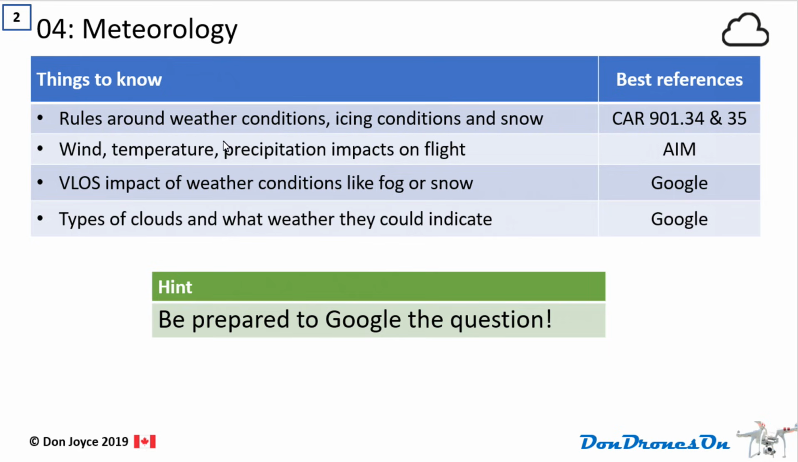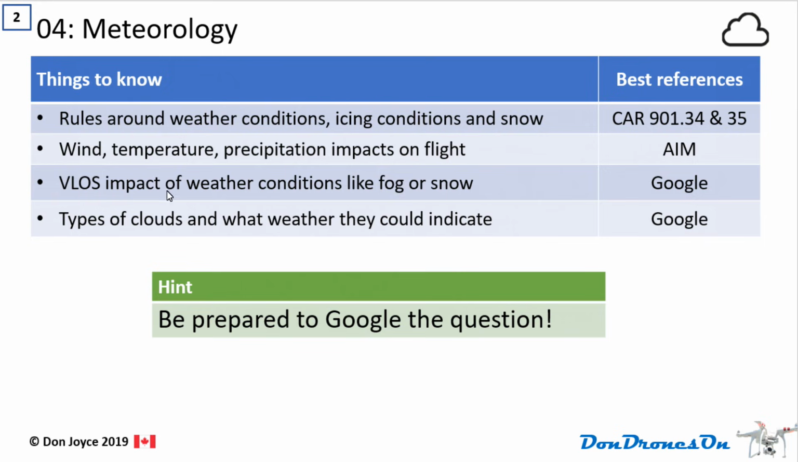Now, there is an important area in the rules around weather conditions, particularly icing conditions. You're not allowed to fly if it is, or it could potentially have, conditions that will cause ice to form on your aircraft. And you're not allowed to fly if there's literally any snow on your drone. That's what the rule is. Not judging, just saying. And in the AIM document, it does provide some information about the impact of wind and temperature and precipitation of all kinds on flight.